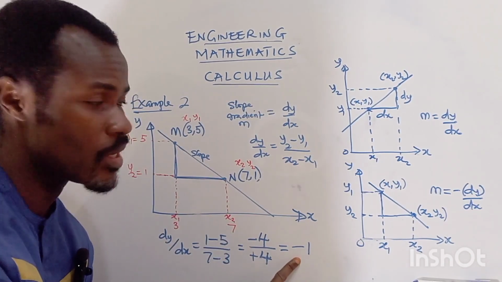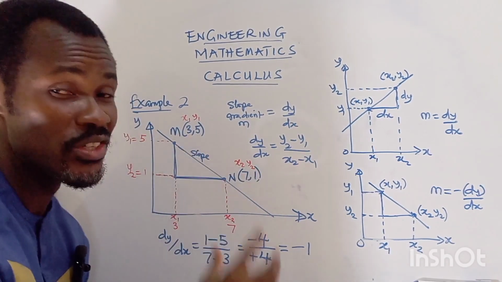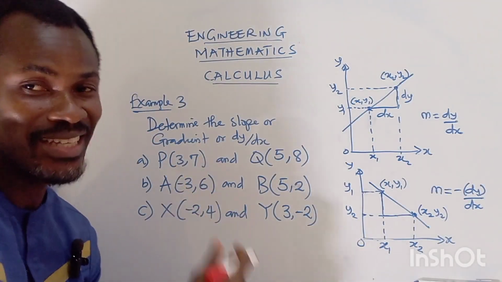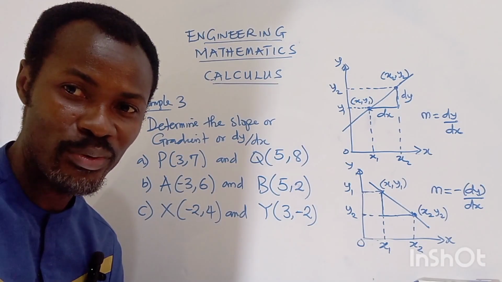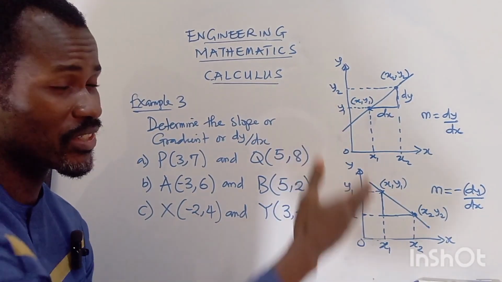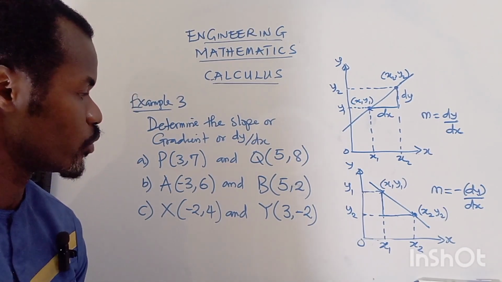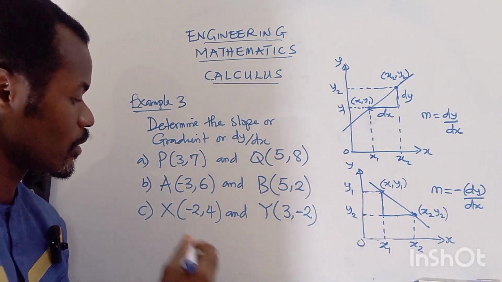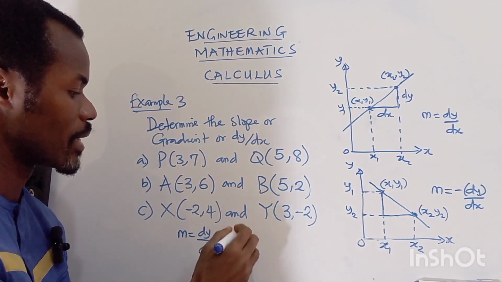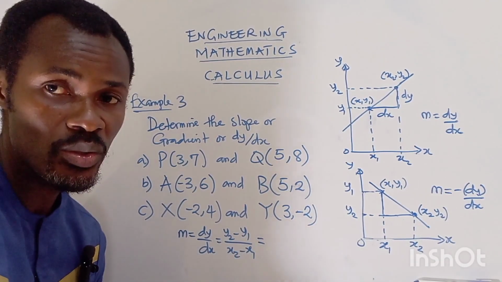So the slope or gradient, or our dy over dx, in this case is minus 1. Let's also look at some examples without a graph or the straight line, where you are not given the graph but you want to find the dy over dx, the slope or the gradient. How do we go about it? Your m, which is dy over dx, is y2 minus y1 divided by x2 minus x1. We simply substitute.